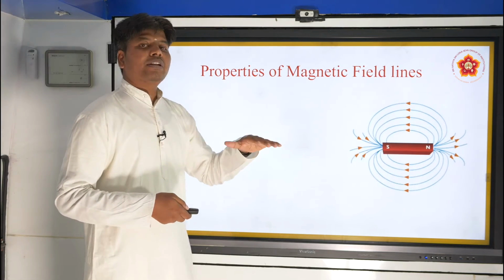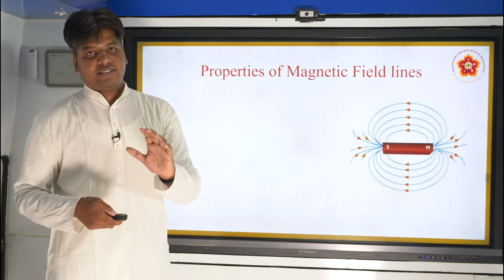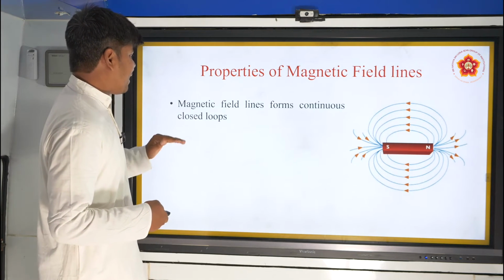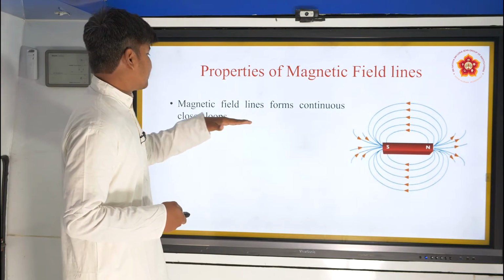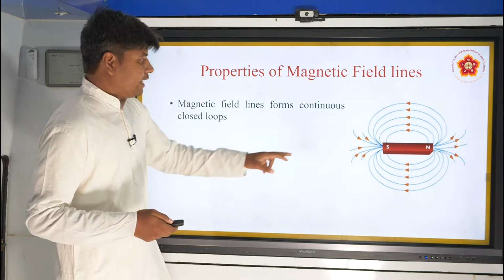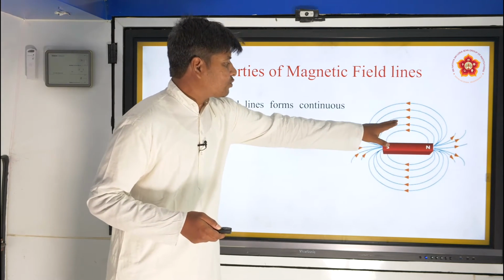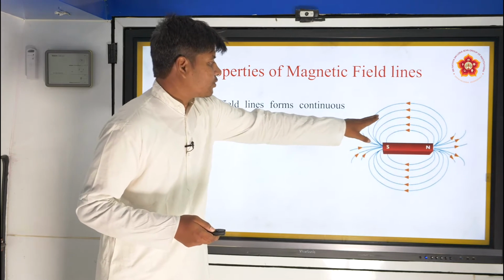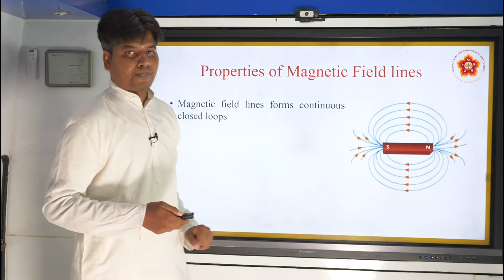That observation we will write as properties of magnetic field, right? Magnetic field lines form continuous loops. Yes or no? It is forming a loop. From north it is going to south.